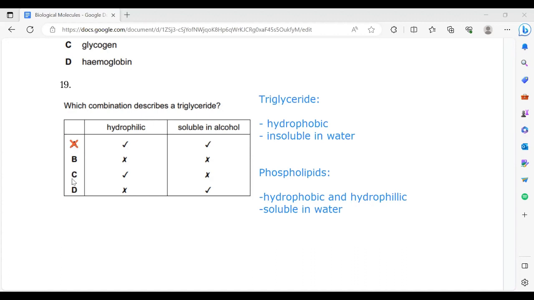So A is not possible and C is not possible because triglycerides are not hydrophilic. The remaining options are B and D. Triglyceride is insoluble in water, but it is soluble in organic solvents. And alcohol is an organic solvent, so triglyceride will be soluble in alcohol, so you can cross out option B. Triglyceride is not hydrophilic, but is soluble in water, so our correct option will be D.